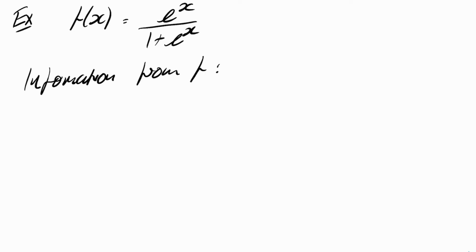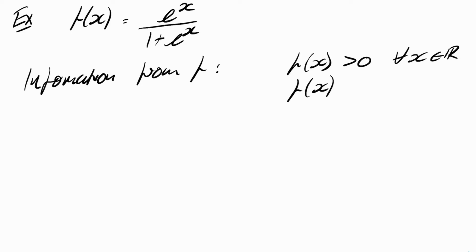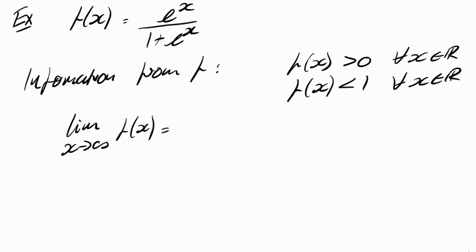What do we know about the function? Well, it's always positive, and we can also see that it's less than 1 for all x in R. So in fact, we can see that it has asymptotes. If we take the limit as x tends to infinity, e to the x becomes arbitrarily large. This 1 in here becomes less and less relevant, and we have e to the x over e to the x. So the asymptotic behavior as x tends to infinity is just 1.